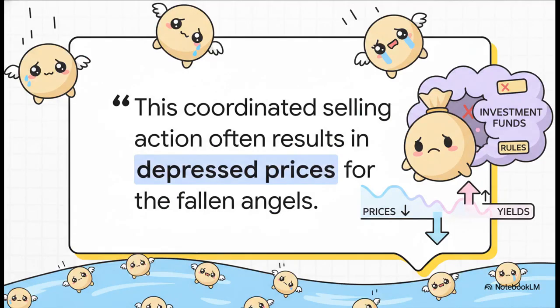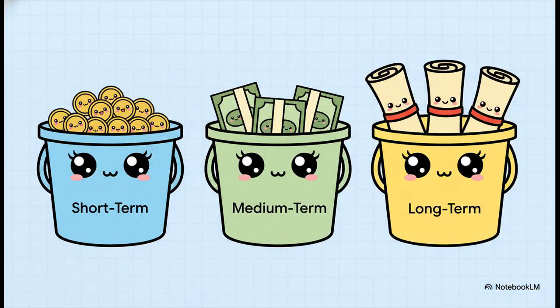This quote about so-called fallen angel bonds is a perfect example. When a bond gets downgraded, a ton of investment funds are suddenly barred by their own rules from holding it, so they're all forced to sell at the same time. Bam! You get a flood of supply in that one specific segment, prices crash, and you can see market segmentation in action right there. So, the trick for this one is to think of separate, segmented buckets of money.